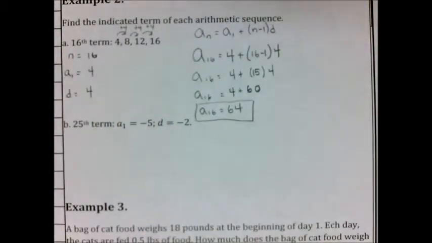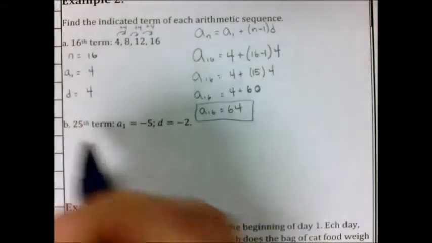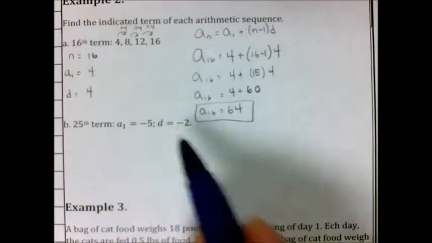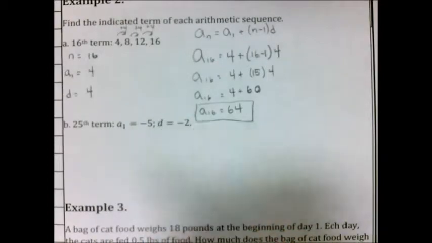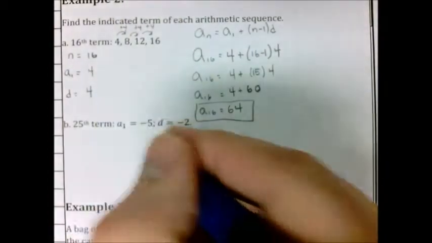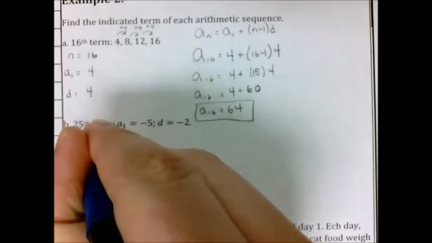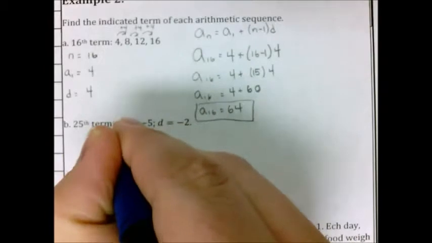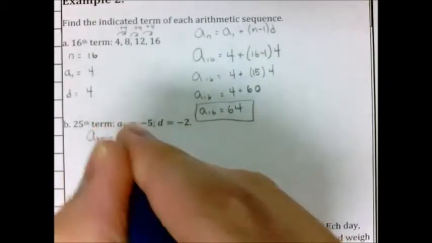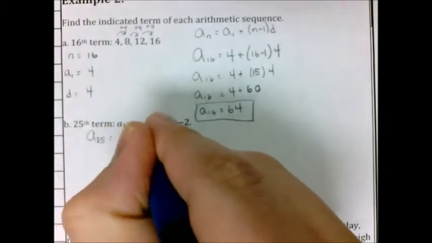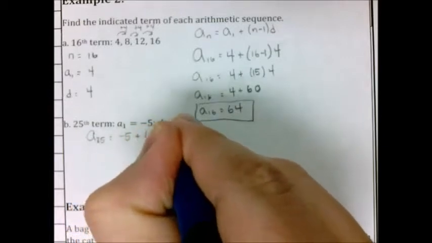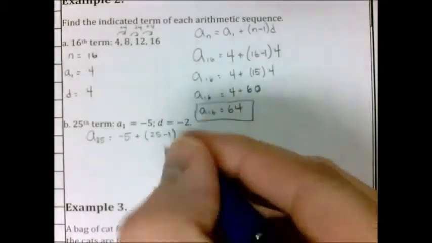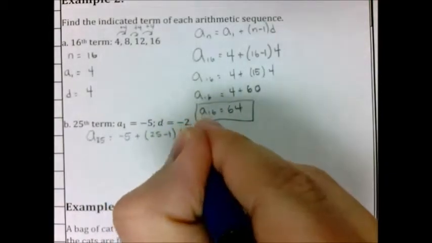Okay, so let's do the same type of thing here, except this time we're already given what our n is, what the first term is, and what our d, our common difference, is. And so we're just using our same formula here, except it's a sub 25 is equal to our first term, which is negative 5, plus 25 minus 1. Okay, 25, remember that's our n, our nth term, times our common difference, which is negative 2.